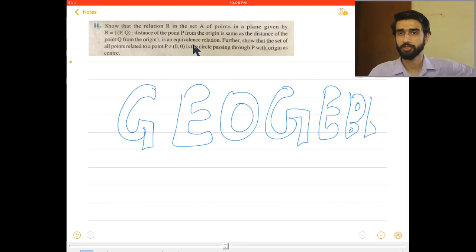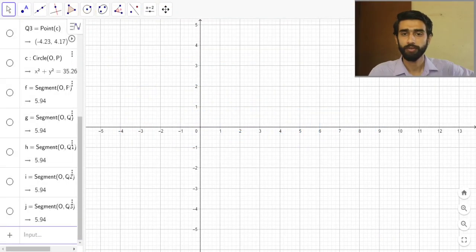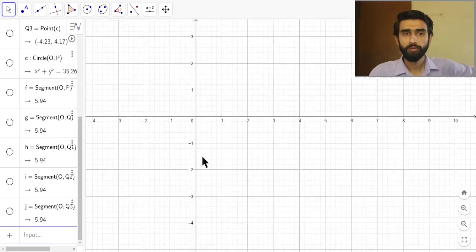We will see some animations. Okay, and I am supposed to prove that this relation is equivalence relation. Okay, then we will do the second part later. Now let's go to the GeoGebra. Okay, here we come. Now we will see what I am doing.